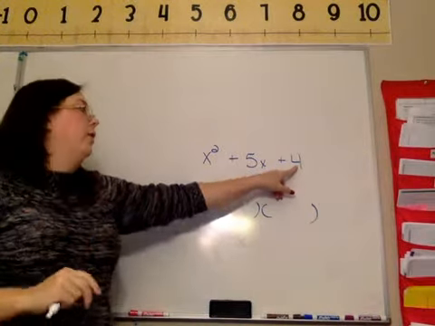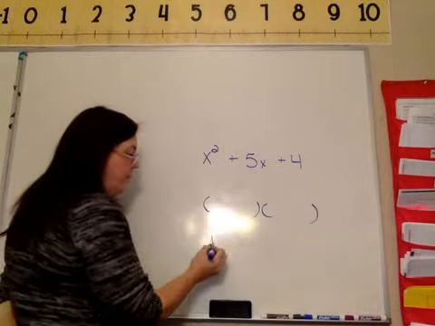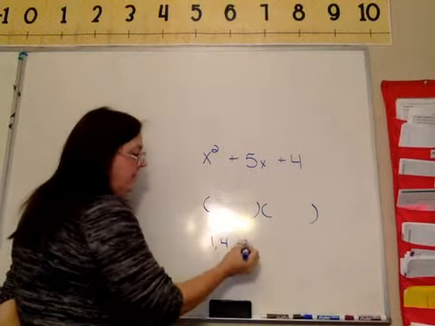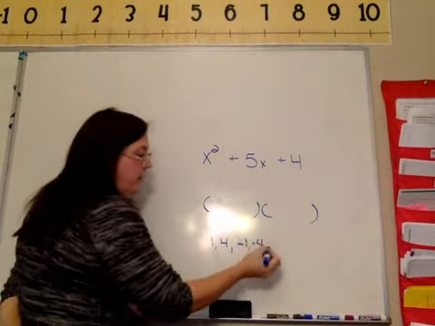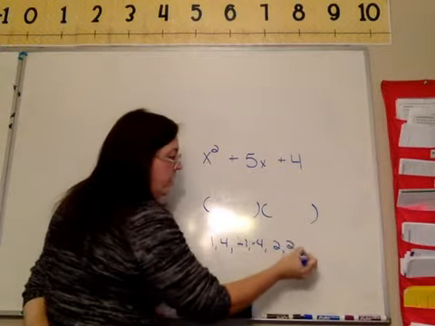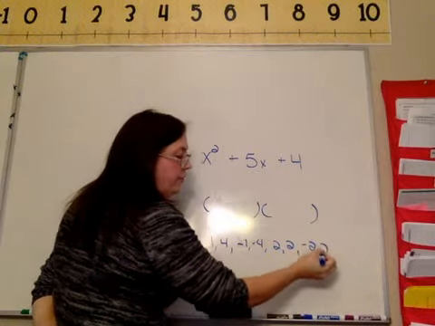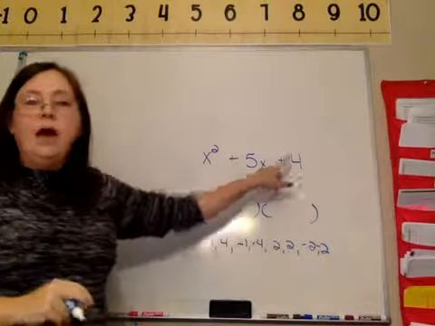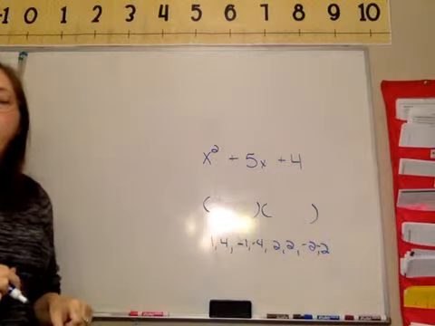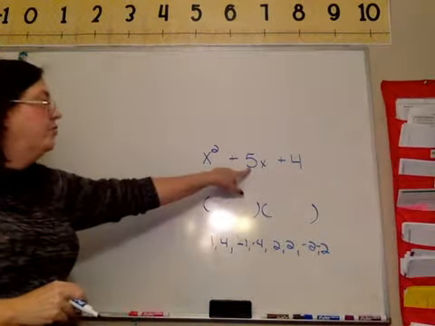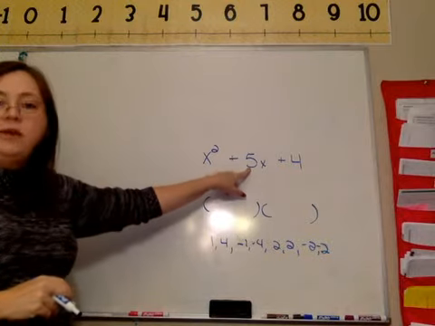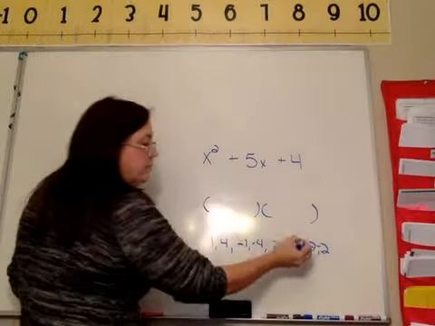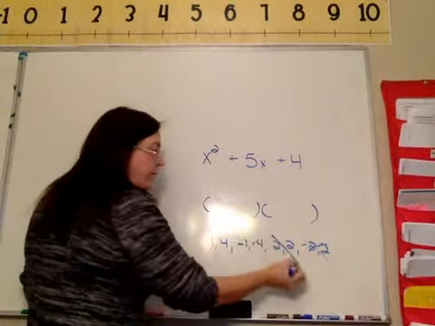So the first step is to look over here at the 4 and write all the factors down that equal 4. You could have done 1 and 4, negative 1 and negative 4, 2 and 2, and negative 2 and negative 2. All of these, when multiplied together, would give you a positive 4. But the second part says when you add them together, it must total 5. This one won't do it. This one won't do it.